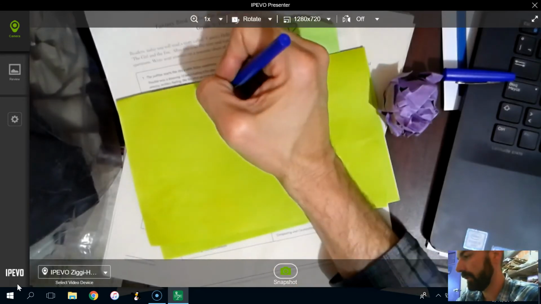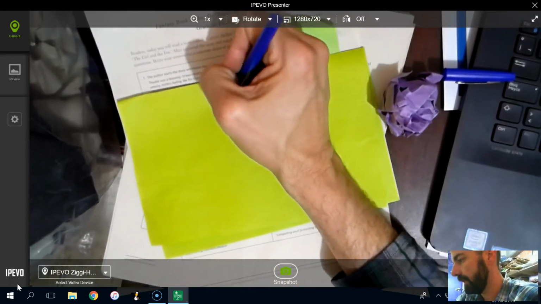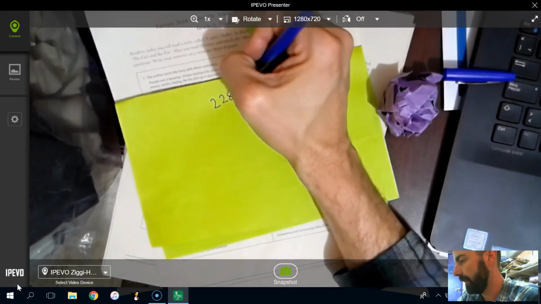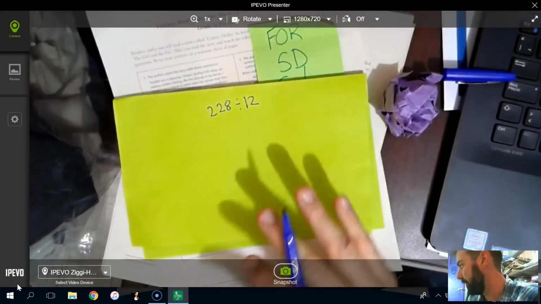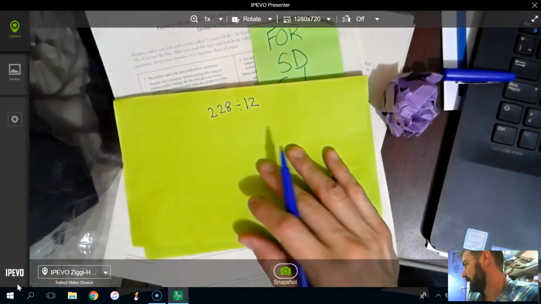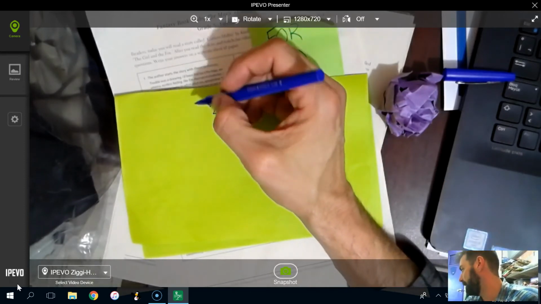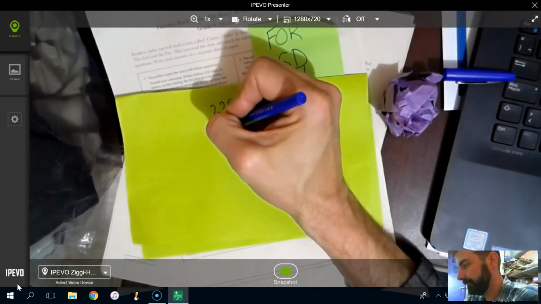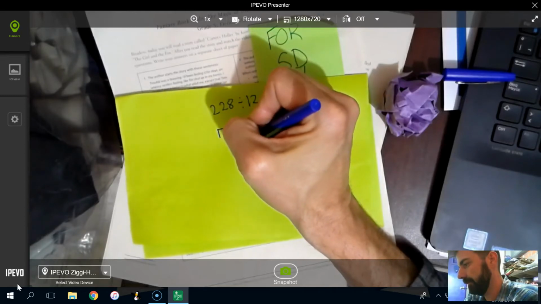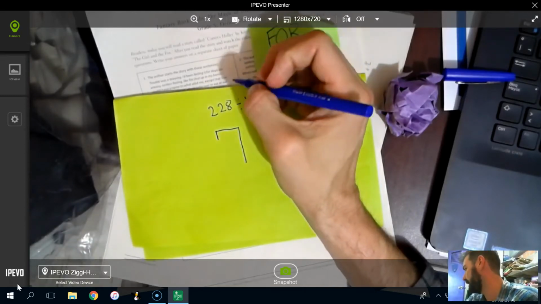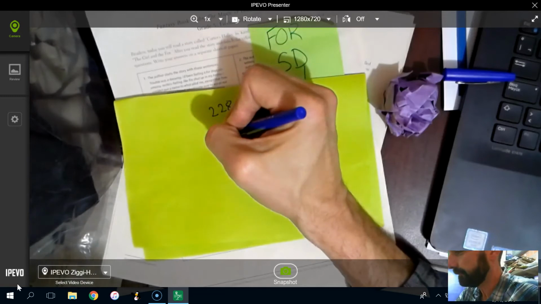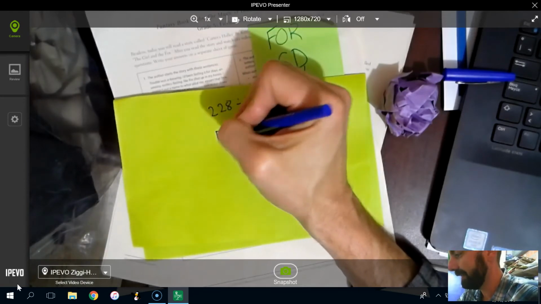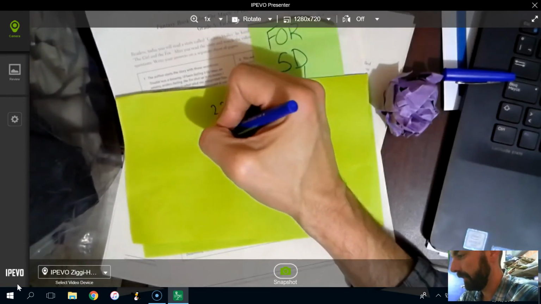Okay, so we're going to look at 228, our best friend here, divided by 12. We've seen this now for a third time. So now, this is the reason it's called the Big Seven. Are you ready? Look at that. I've made a Big Seven. So we have 228 inside of it, divided by 12.